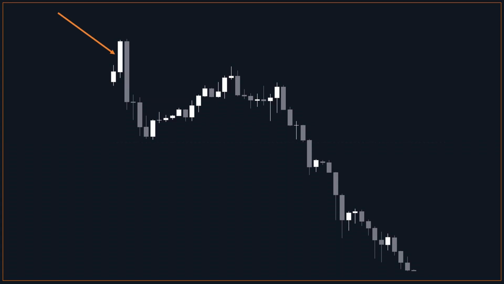From here we notice that this candlestick right here is the last bullish candle before the start of a bearish candle, and therefore we can mark it as our order block. Okay, and then again we notice that our order block candle has taken out the high of the previous candlestick right here.